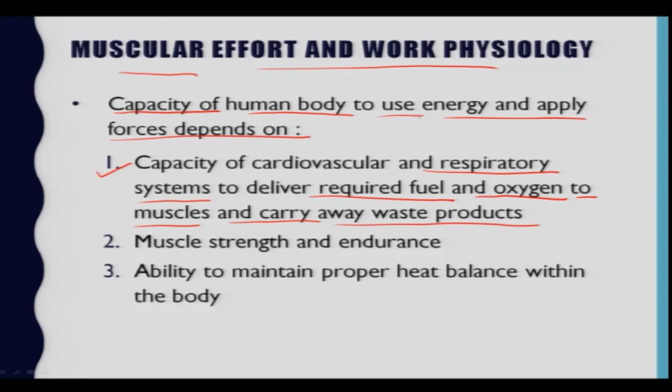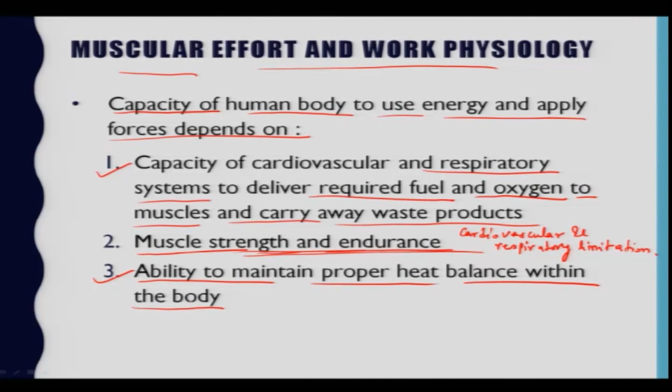Again, the capacity of the human body to use energy and apply force depends on muscle strength and endurance. This muscle endurance is dependent largely on cardiovascular and respiratory system limitations, and obviously on the build-up of lactic acid and other waste products in the muscles. The third dependent factor is the ability to maintain proper heat balance within the body. We will also discuss thermoregulation in detail in the forthcoming slides.